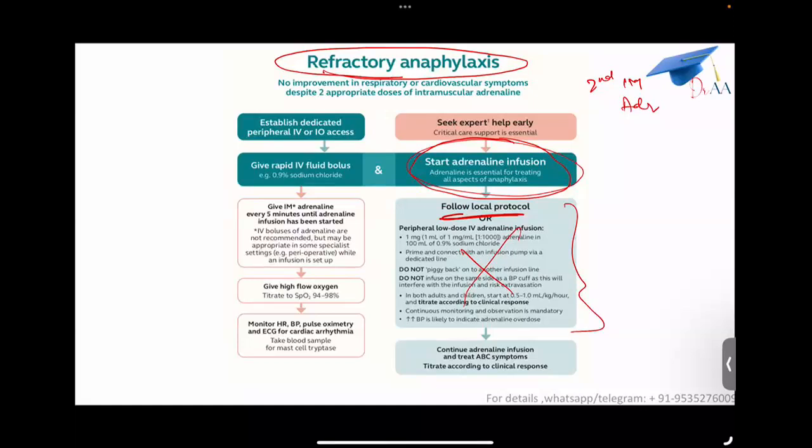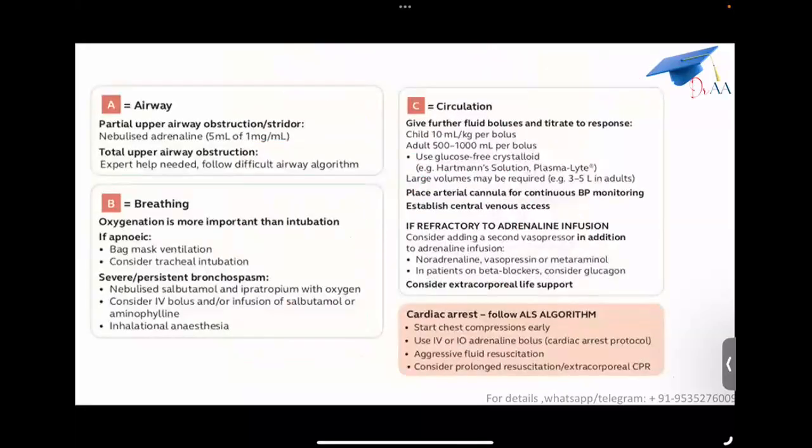It is obvious that starting an adrenaline infusion, or any infusion, takes time. You need to load it, connect it to equipment, then connect it to an IV line, then start it. In the meantime, while you're connecting, you can give repeated doses of IM adrenaline. You can keep repeating IM adrenaline every 5 minutes till the adrenaline infusion has been started. Okay, you've started the adrenaline infusion. Now what are you supposed to do?